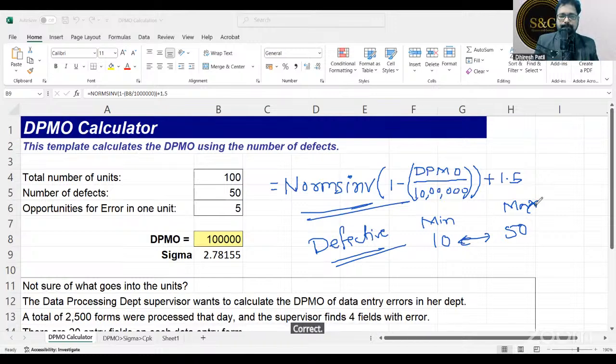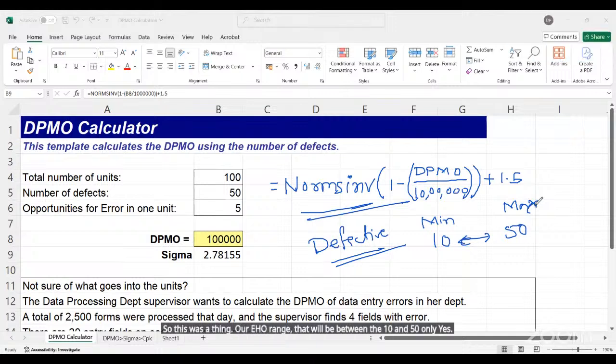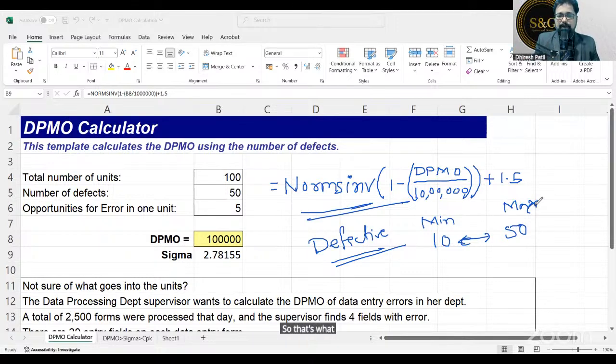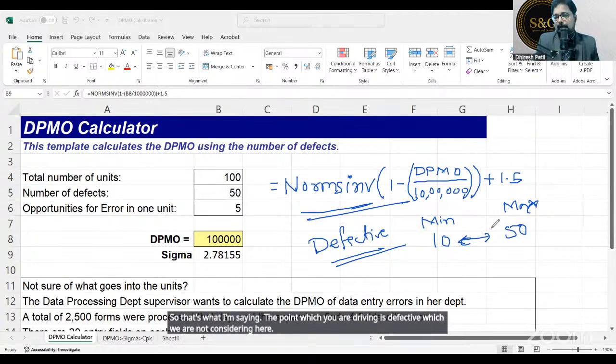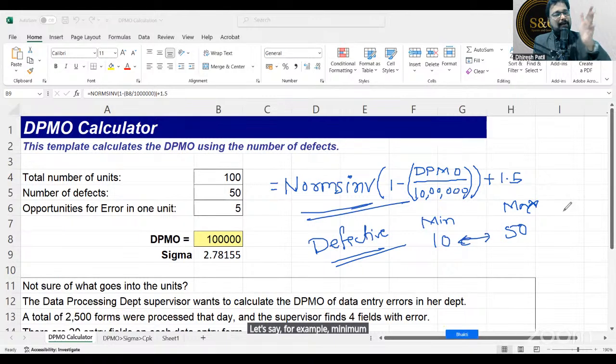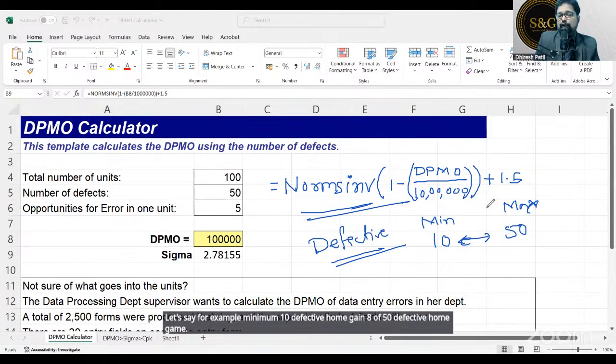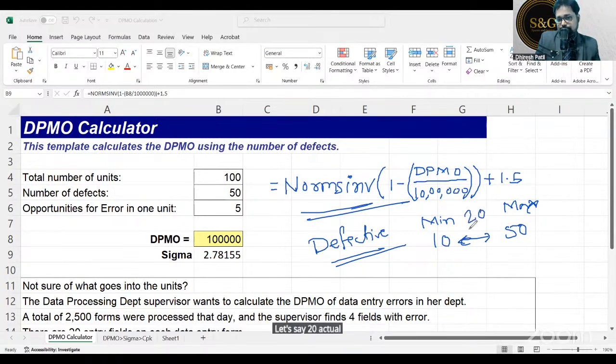Correct. Yes, that is the main question. Then how is sigma coming 2.7? So that's what I'm saying. The point you are driving at is defective, which we are not considering here. Let's say, for example, minimum 10 defective, otherwise 50 defective. Let's say 20 are actually defective. But here in this DPMO calculator we are not considering defective at all.